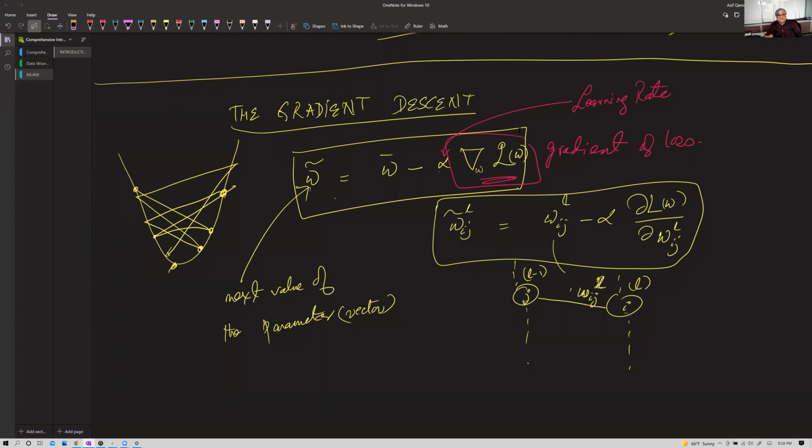term. Let me use a different color. Look at this. If this itself is very small, and you take a small learning rate, a small number times a small number, a fractional number times a fractional number is what? A vanishingly small fractional number, isn't it?